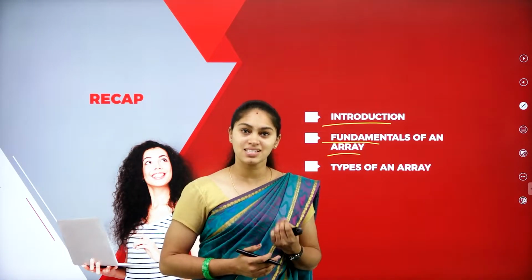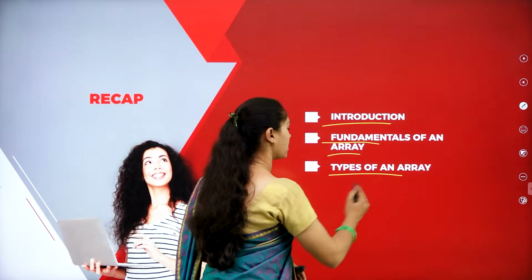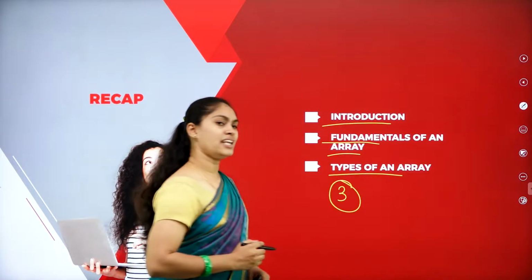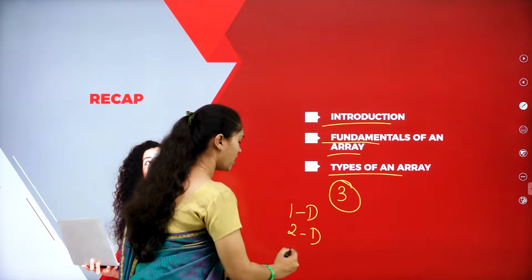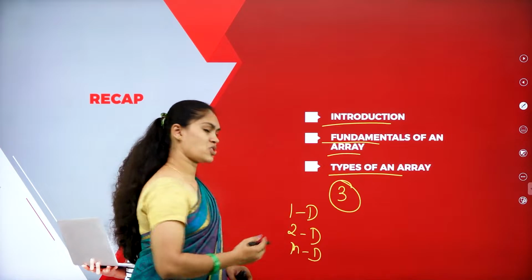And also I have discussed the types of an array. How many types do we have? We have 3 types of array. One is the one-dimensional array, the two-dimensional array, and another one is the multi-dimensional array.